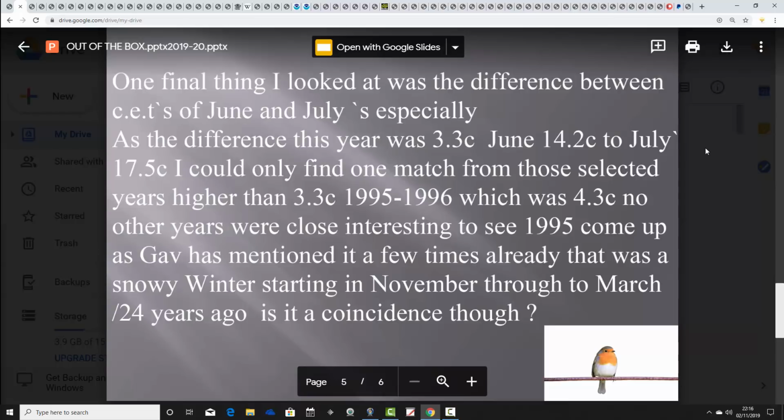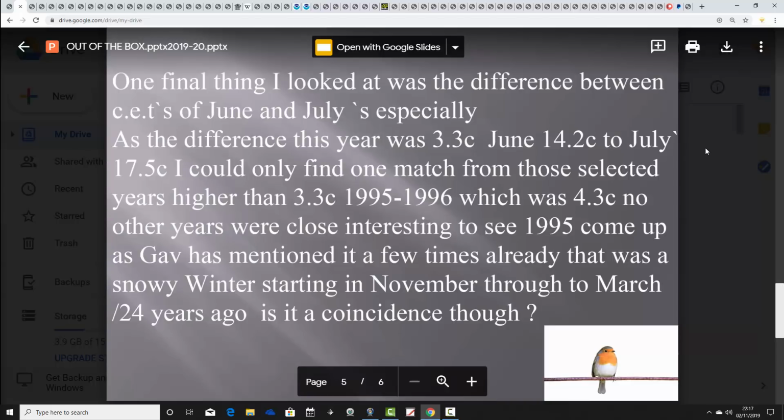We'll have a look at the reanalysis. So Richard says, one final thing I looked at was the difference between CETs of June and July, especially as the difference this year was 3.3 degrees, June 14.2 to July very warm at 17.5. I could only find one match from those selected years higher than 3.3 degrees, which is 95-96, which was a 4.3 Celsius difference. No other years were close.